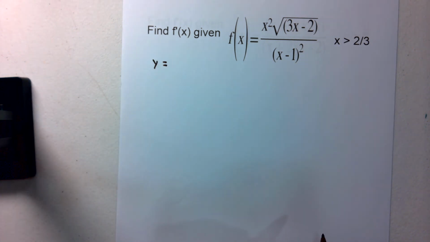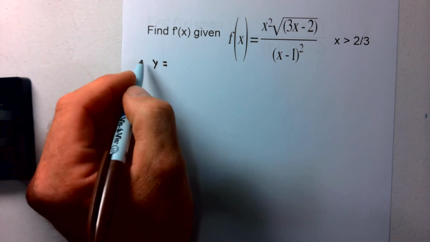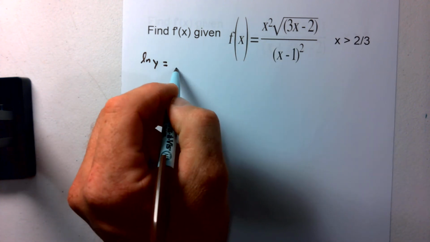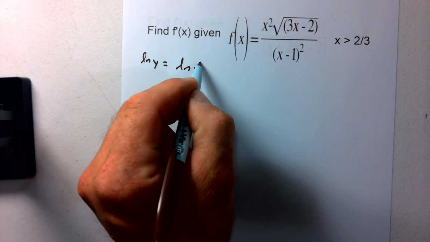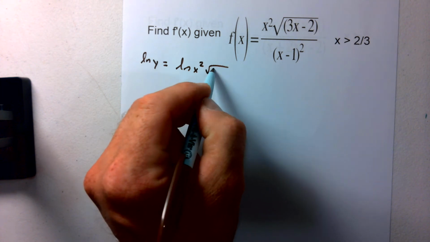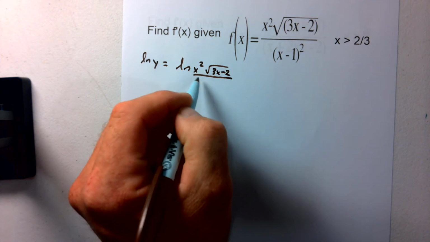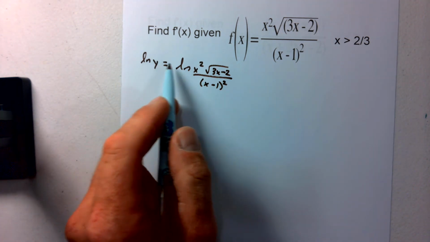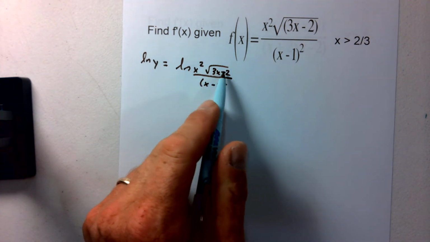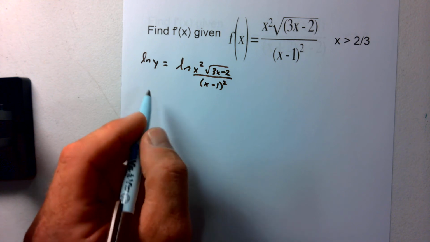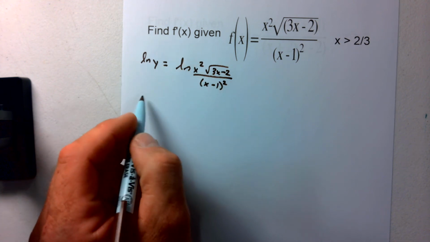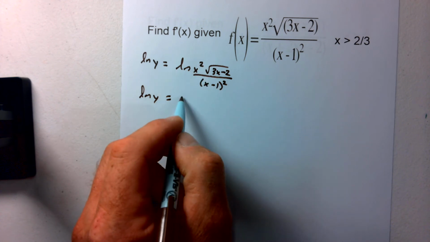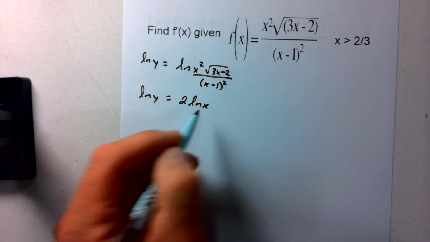But if we do logarithmic differentiation with this, so if I go ahead and take the natural log of both sides, and some of you can probably go ahead and split this up as you're doing it, I'm going to go ahead and write it out just a little bit. So we have the natural log of x squared radical 3x minus 2 over x minus 1 squared. I'm going to go ahead and expand this right side out. So I have the natural log of x squared, which is going to be 2 natural logs of x.